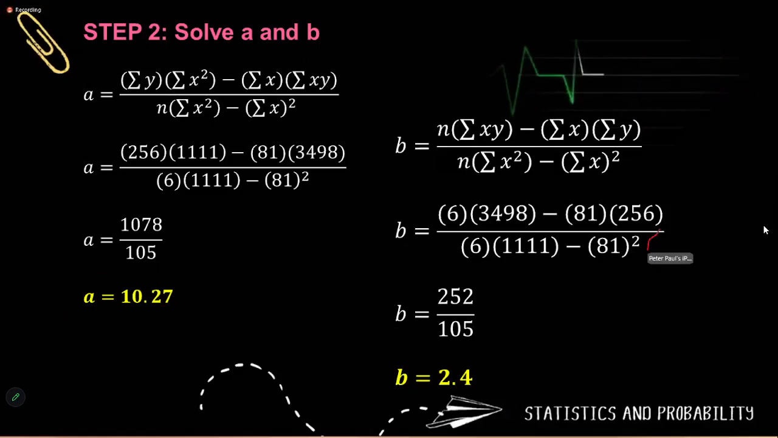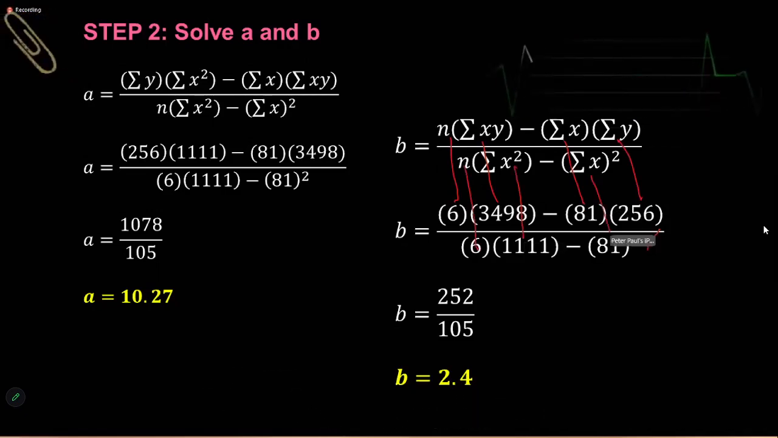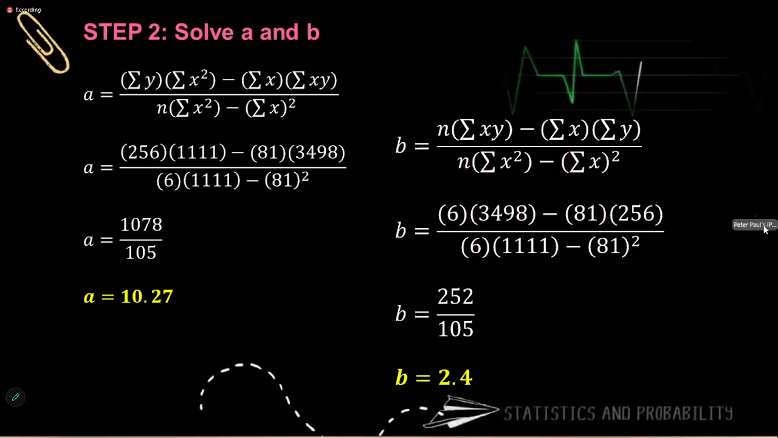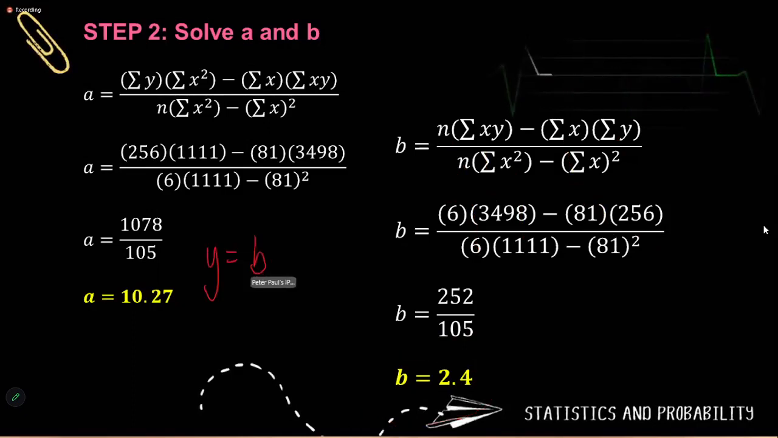In here for the slope, we have 6 times 3498 minus 81 times 256, over 6 times 1111 minus 81 squared. So the answer becomes 252 over 105, so that is 2.4. Writing it now as y is equal to bx plus a, no?